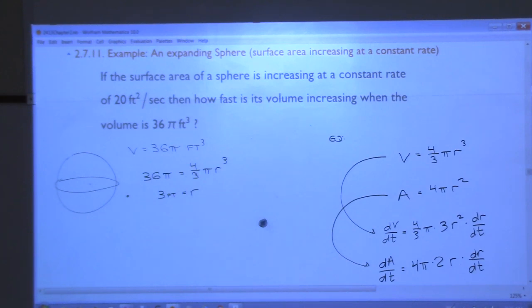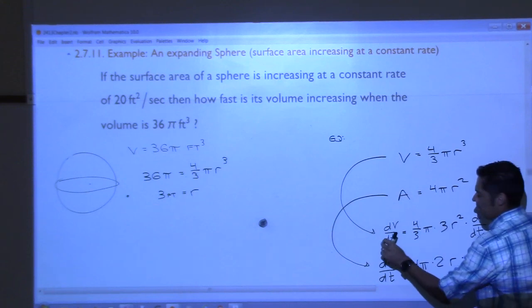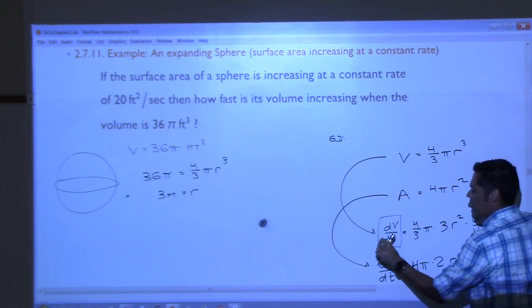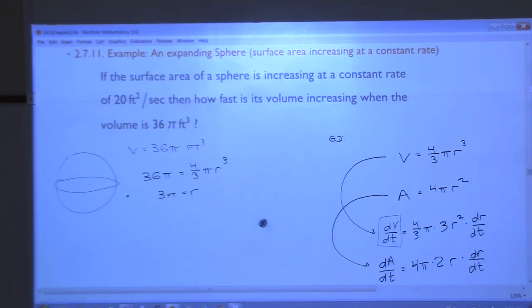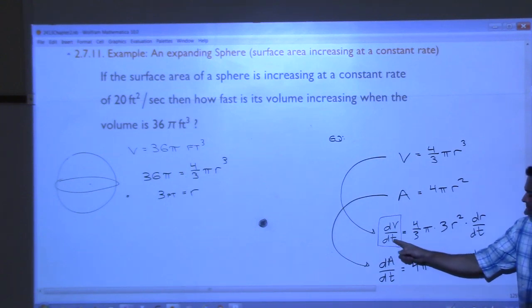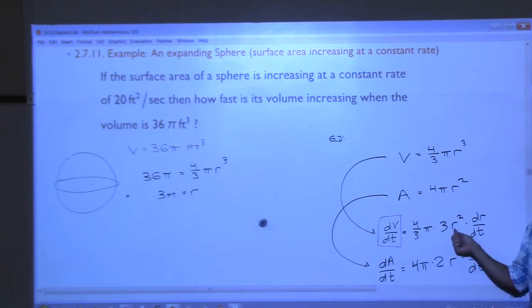Okay. Again, we have dr/dt twice, and we don't know what it is. Now, what is it we're trying to solve for here in this problem? The dV/dt, right? I want this. So in order to figure out the rate at which the volume is changing with respect to time, I need to know the radius, and I need to know dr/dt.